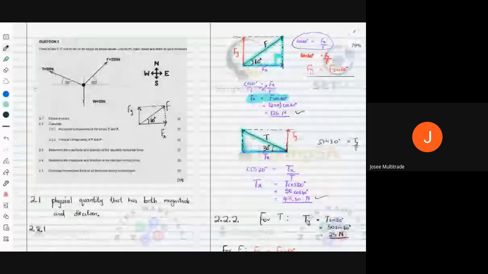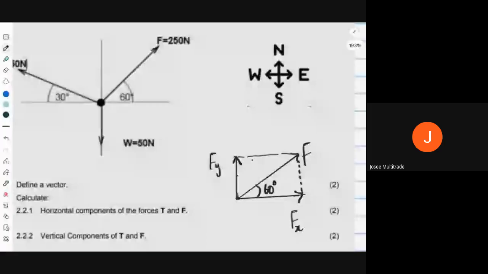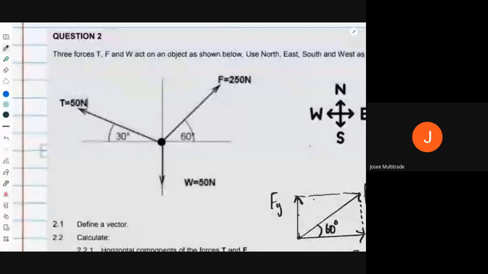Okay, so let's check 2.3. If we're all happy, we can move to 2.3. Before we move to 2.3, can we find the x component for the W vector, the vector given in this problem here? Does W have an x component?